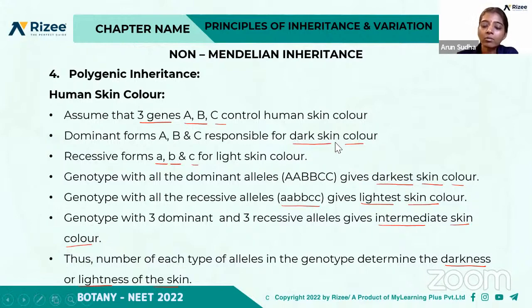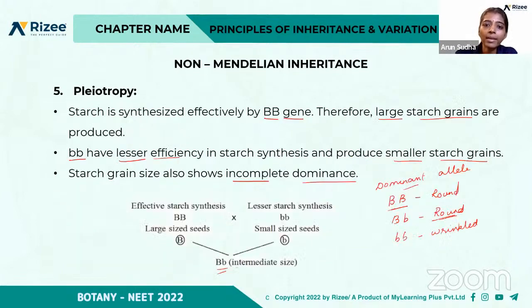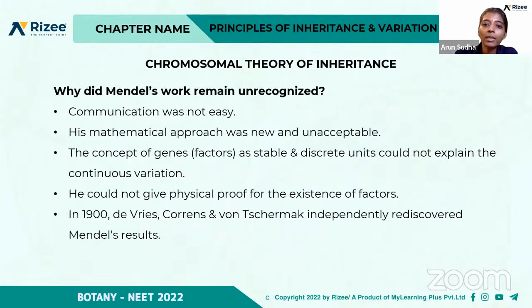Okay. So you're clear with this till now? All these come under non-Mendelian inheritance. We saw incomplete dominance, codominance, multiple alleles, polygenic inheritance with examples of skin color and height, and then pleiotropy, that is the single gene which exhibits multiple phenotypic expressions, called a pleiotropic gene. Next, we'll see about the chromosomal theory of inheritance.